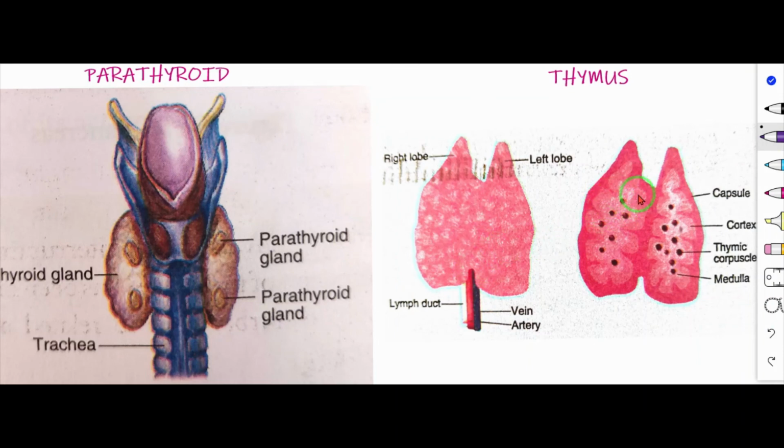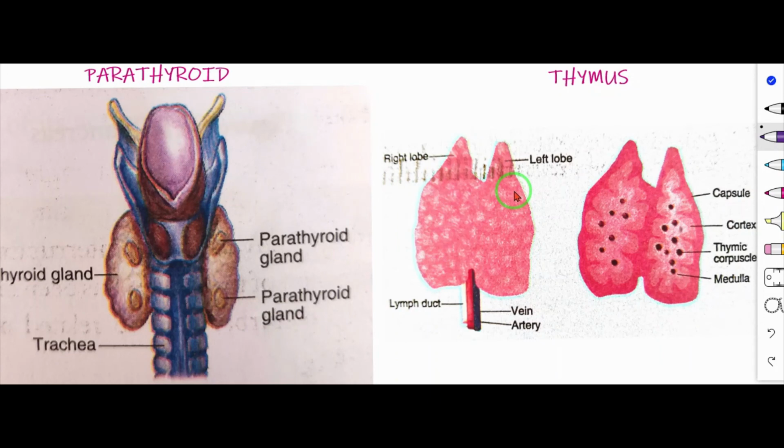See here the cross section: capsule, cortex, thymic corpuscle, medulla. So these parts are present. Then lower part, vein, artery, lymph duct. Here also 2 lobes, right lobe and the left lobe. Okay, so this gland secretes one hormone. That hormone is thymosin. The thymosin is the hormone secreted by thymus gland.